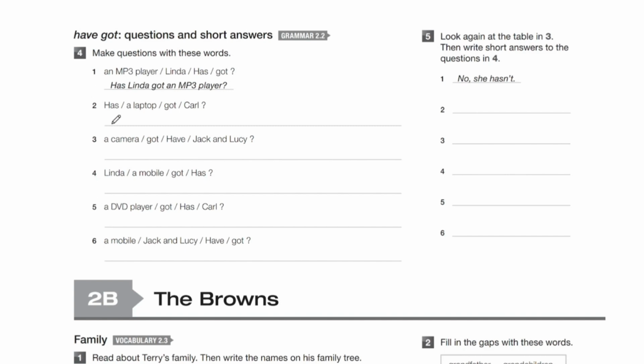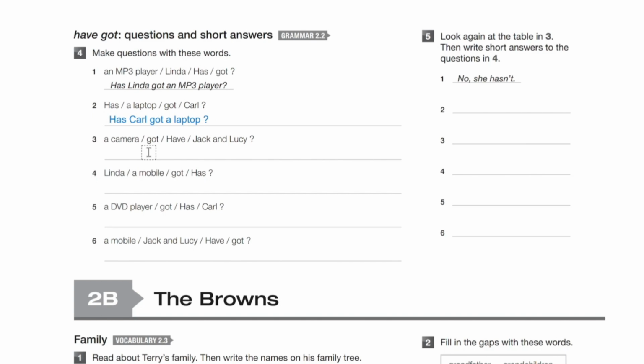That's great. Number two, as you can see: "has a laptop got Carl." Because it's about have got, the rule is we're going to start with has, and then we put the subject, which is Carl, and then got, and then a laptop. So we will write it down. Has Carl got a laptop? That's it.